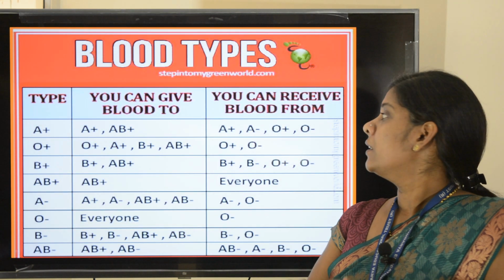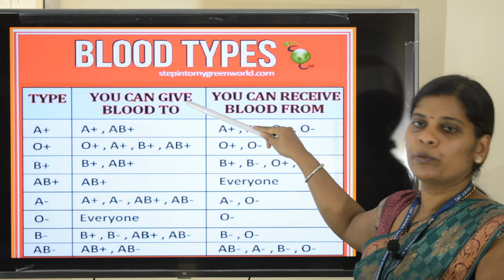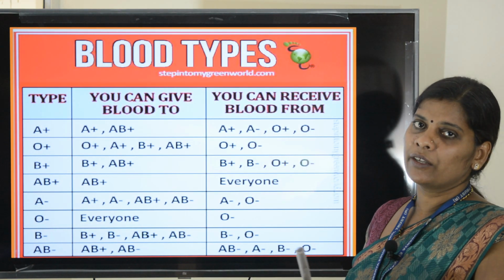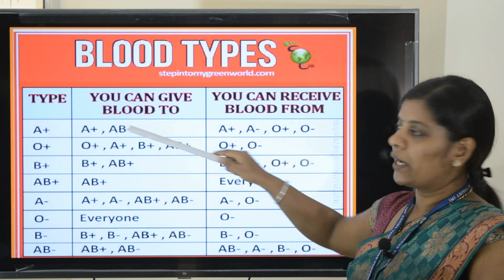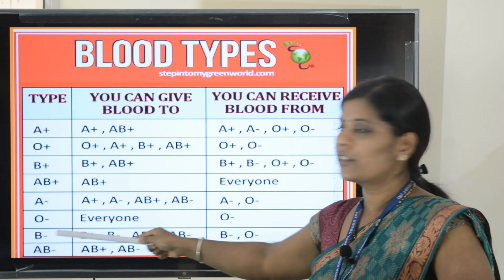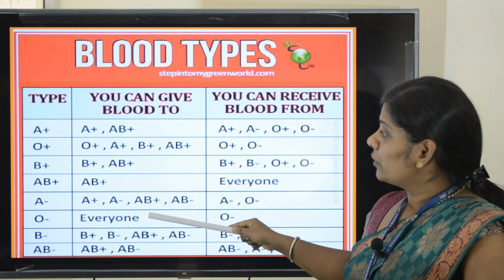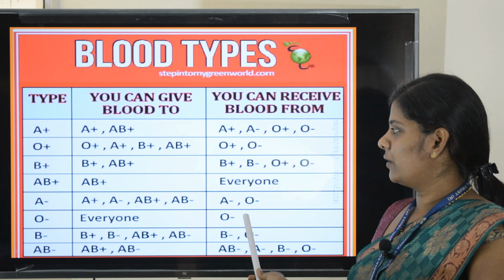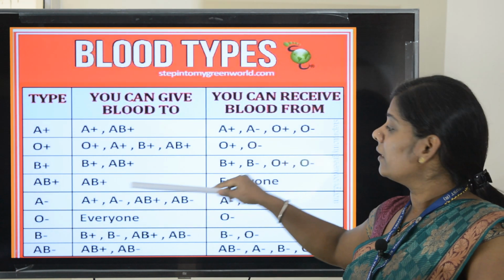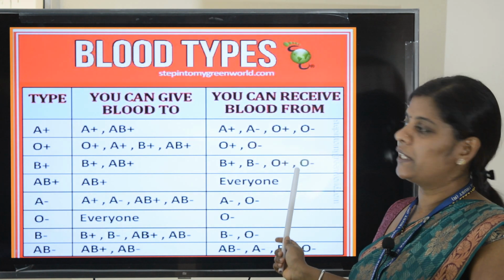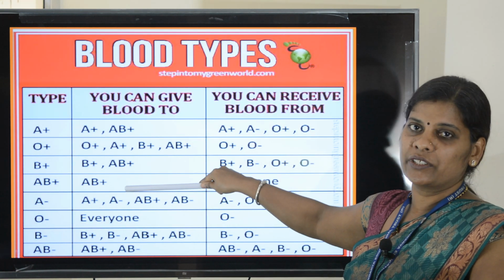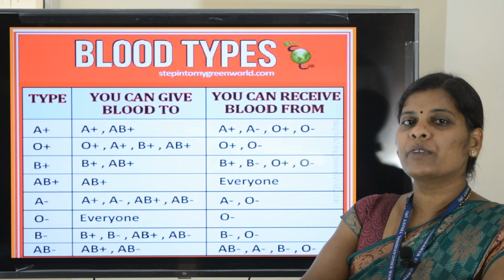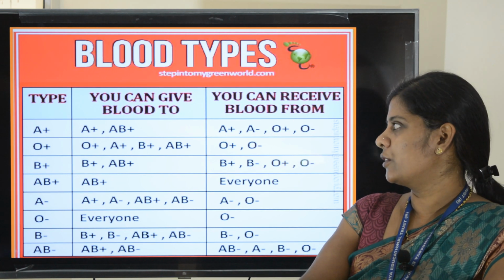This is a table showing to whom you can donate blood, and from whom you can receive blood. These are the different blood groups. Here just concentrate on O negative blood group. He can donate blood to anybody, but he can receive blood only from O negative person. And come to AB, he can receive blood from anybody and donate only to AB person. So here universal donor is O blood group, universal recipient is AB blood group.